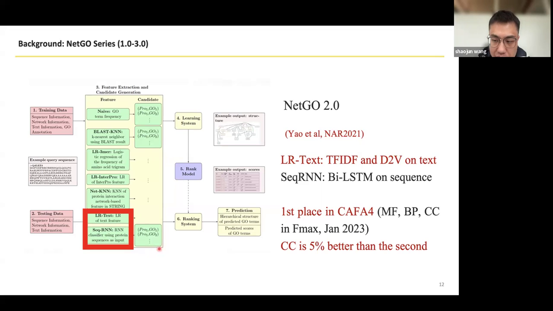NetGO 2 participated in the CAFA 4 competition. According to the organizers, NetGO 2 from our lab once again achieved outstanding performance, obtaining the highest Fmax in MF, BP, and CC. It's worth mentioning that in CC ontology, our method outperformed the second place by 5%, which strongly confirms the effectiveness of literature information.